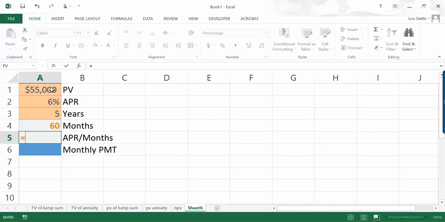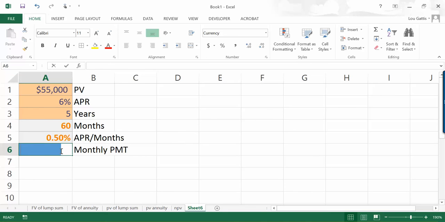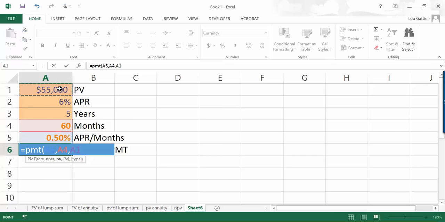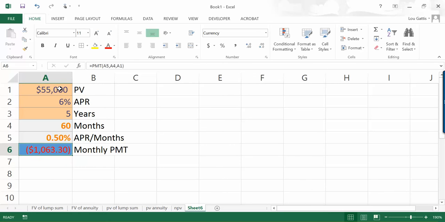And I need to get the monthly interest rate. So I'm going to take the APR divided by 12. I'm going to actually be charged 0.5% per month. So we can say, well, how much is this $55,000 car going to cost me? Well, I can use a payment function in Excel where I put in the monthly interest rate, the number of months, the present value, and notice I put the present value as a positive number because I'm going to receive that from the bank. What I'll have to pay, a negative number, is $1,063.30 a month. So that's how we calculate monthly payments, or less than annual payments, on a loan.